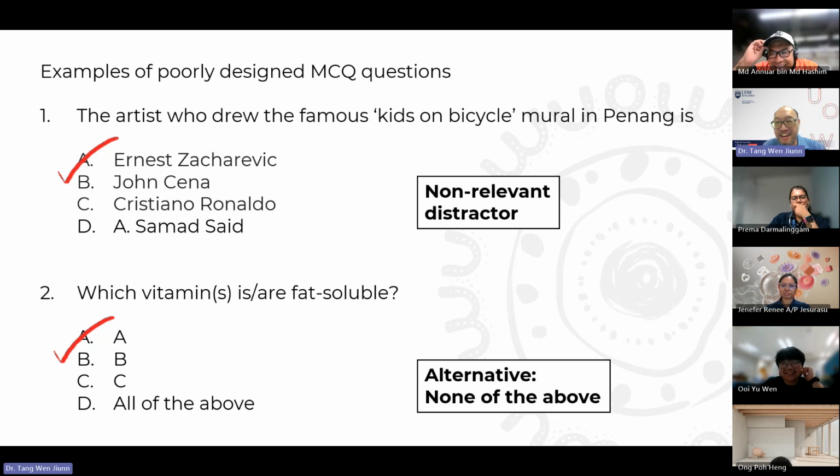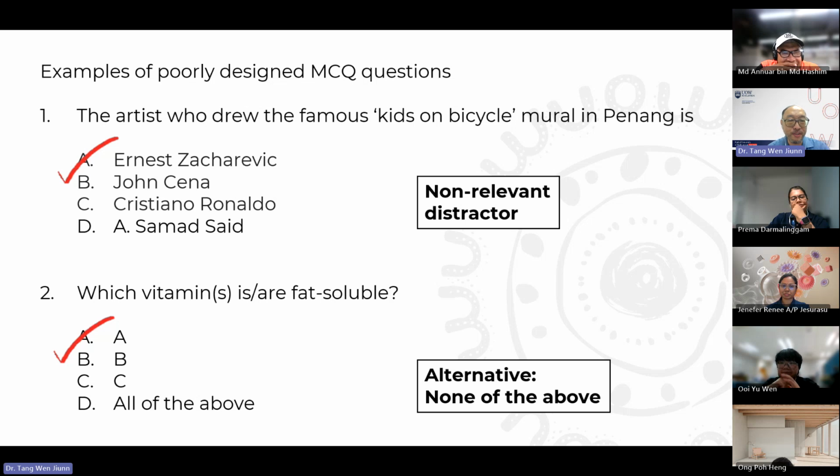Okay, so I have Prema and Ui, A, and then Anwar say A Samad side. Okay, so over here, the correct answer is this one, Ernest.